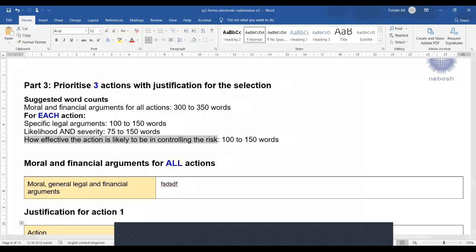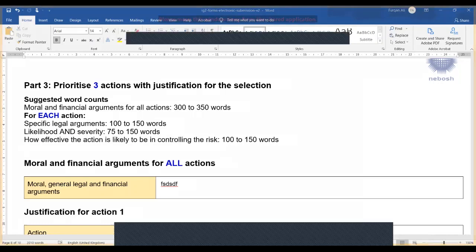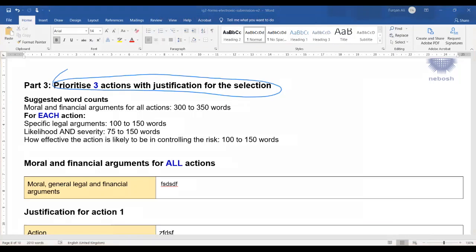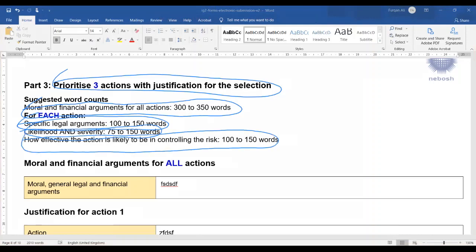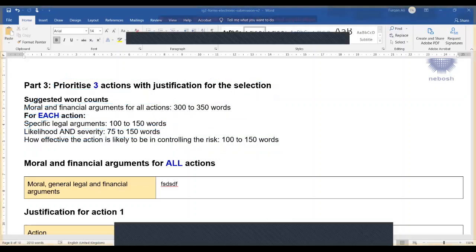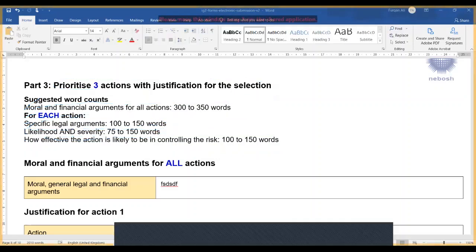Okay. So here what you need to do, obviously you need to prioritize 3 actions with justifications for its selection. What justification will we give? We will give moral and financial arguments for all actions, 300 to 350 words. Then specific legal arguments, 100 to 150 words, likelihood and severity, 75 to 150 words, and effectiveness of control, 100 to 150 words. So now let's move on to the first section, which is the moral, general legal, and financial arguments.